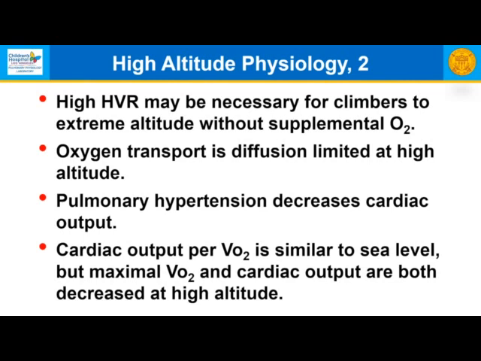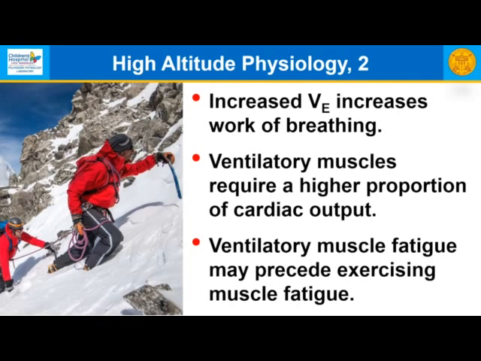Oxygen transport is diffusion limited at high altitude. Pulmonary hypertension decreases cardiac output, and cardiac output per O2 consumption is similar to sea level values, but maximal O2 consumption and cardiac output are both decreased at high altitude. Increased minute ventilation increases the work of breathing. Thus, ventilatory muscles require a higher proportion of cardiac output, and ventilatory muscle fatigue may precede exercising muscle fatigue.